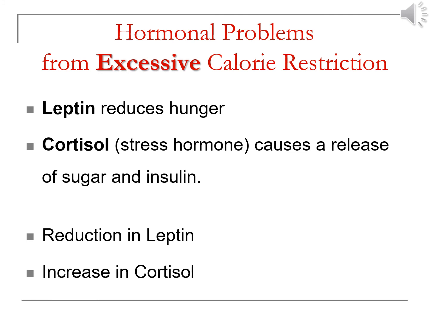When we restrict calories more than we should, we reduce the amount of leptin available to us and we increase cortisol. Leptin reduction makes us hungrier for longer periods of time, and a cortisol increase causes us to release more sugar, which causes extra insulin release. And the combination of the two make us more likely to store more body fat.